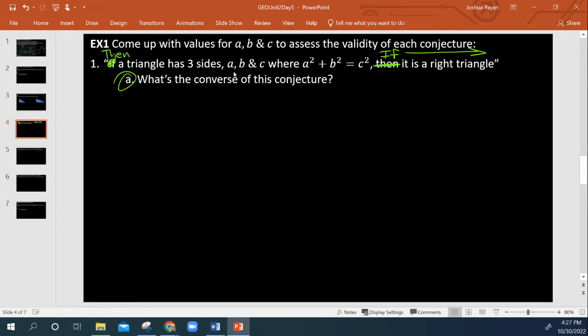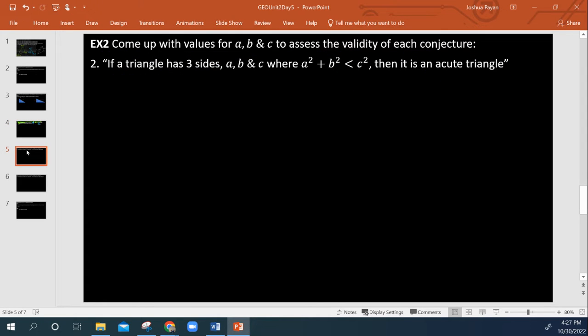So if we look at the converse, we would be saying if it's a right triangle, then its three sides A, B, and C would satisfy A squared plus B squared equals C squared, right? So what if we change several things here? What if we don't say a right triangle? What if we said acute instead, right? Or what if we didn't say equal to? What if we said is less than C squared, right? So that brings us into some interesting implications here.